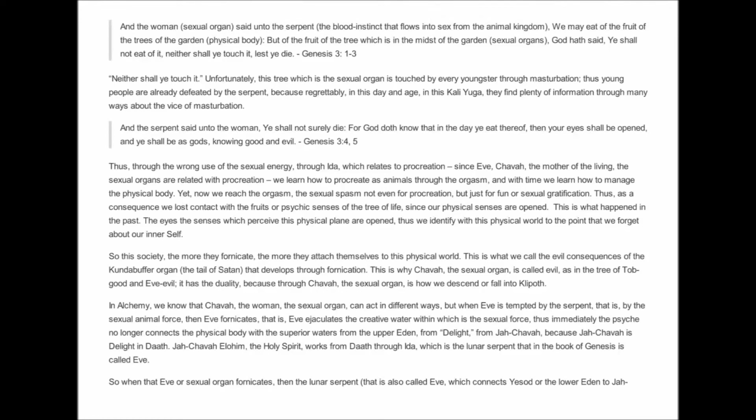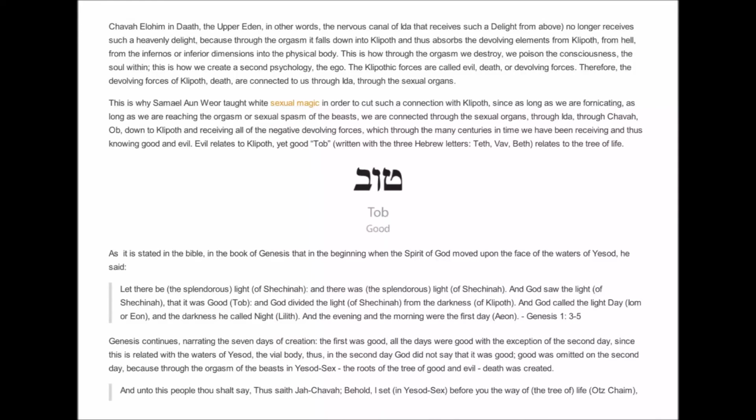So then, the serpent says unto the woman, "Yea, hath God said, Ye shall not eat of every tree of the garden?" Of course, we can enjoy the tree of the garden, the tree of life; we can share it. But the woman answers, because it's in relation with sex. And the woman, the sexual organ, said unto the serpent, the blood force of the animal kingdom, "We may eat of the fruit of the tree of the garden, of all the physical body. But of the fruit of the tree which is in the midst of the garden, God hath said, Ye shall not eat of it, neither shall ye touch it, lest ye die."